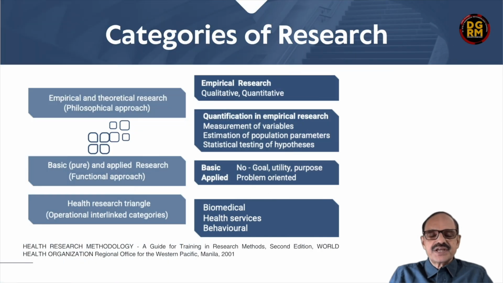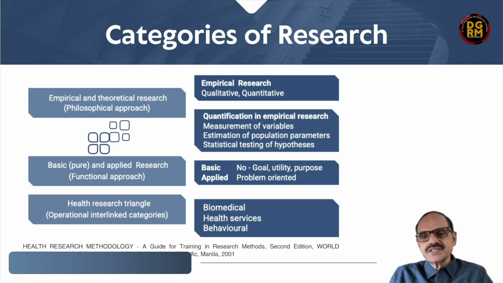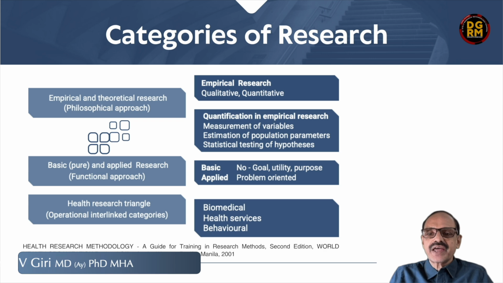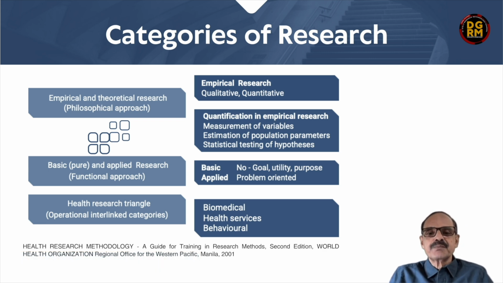Research has been categorized into 3 based on philosophical approach, functional approach, and operation linked categories. In philosophical approach, empirical and theoretical research. The empirical and theoretical research complement each other. Empirical research is based on observation and experience. Theoretical research is based on theory and abstraction. In clinical research, basically it is empirical research. It is divided into qualitative research and quantitative research. In quantitative research, the quantification is done by measurement of variables, estimation of population parameters, and statistical testing of a hypothesis.